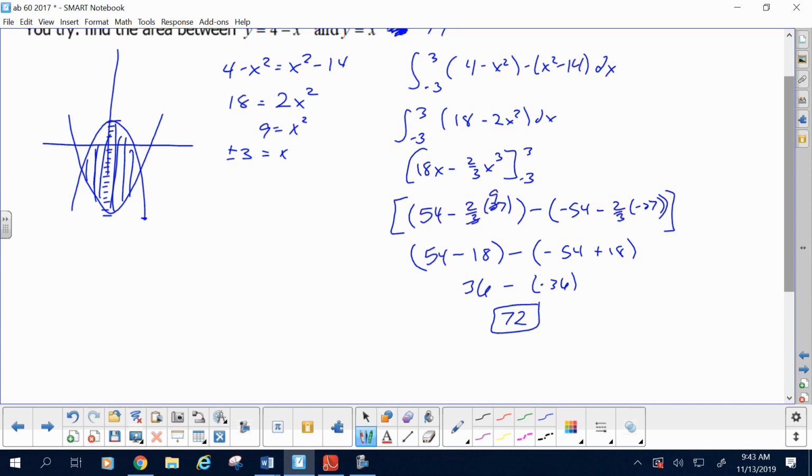Tell me this. Was there symmetry to these graphs? Sure, yes. So how could I have used that in how I approached the problem? I could go only half, from 0 to 3, and double. What would that do for me? Why? Yeah, 0 is a lot easier to put in than -3. So that would not be a terrible approach. That would be fine, but only use it when you know there's symmetry to the graphs.